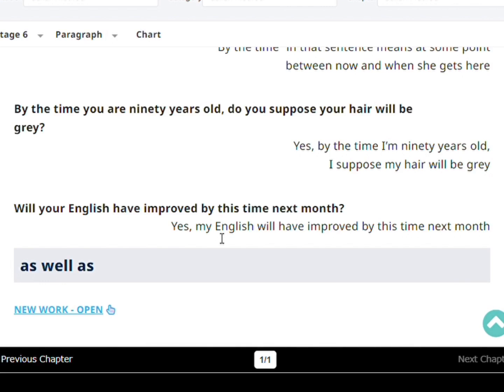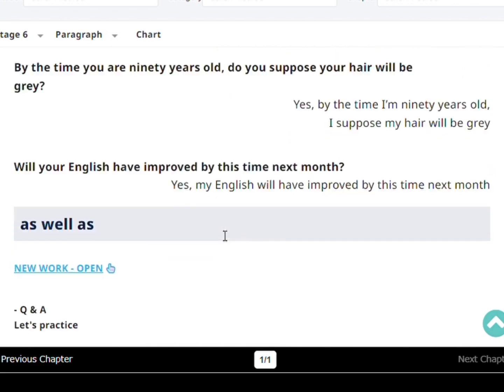Will your English have improved by this time next month? Yes. My English will have improved by this time next month. Very good.